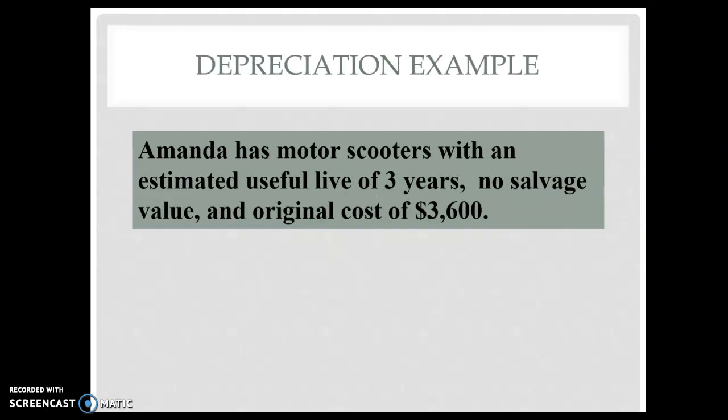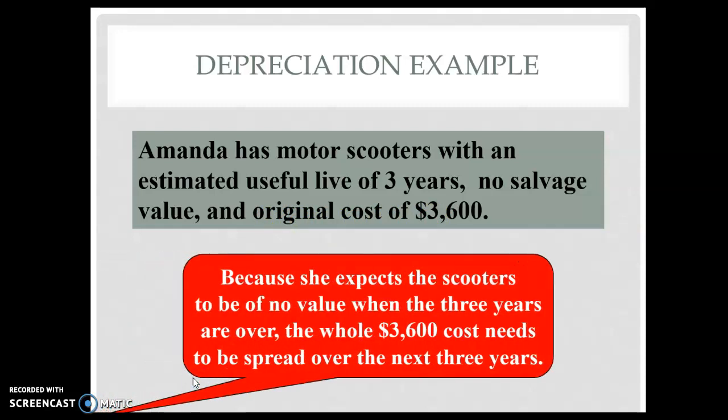Here's an example. Amanda has motor scooters. They have an estimated useful life of 3 years. They don't have any salvage value. She's going to run them until they're pretty useless. And it has an original cost of $3,600 for those 3 motor scooters, $1,200 apiece. Now we want to spread that original cost over the useful life of the 3 years.